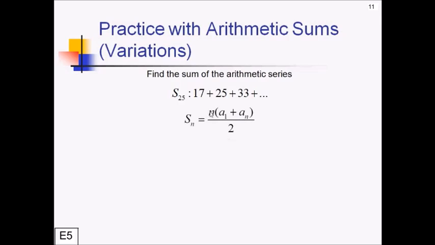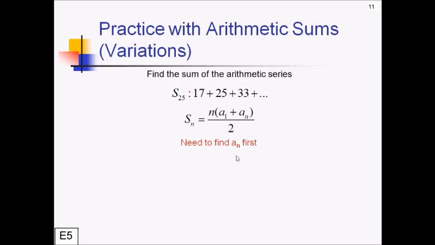Well, n, that's going to be 25. They gave us that. a sub 1, that's our first term. That's this 17 here. We also know that. a sub n, that's our last term. That would be our 25th term, which they did not give us. We got a goose egg out of them. So we need to figure out a sub n first before we can use this original formula here.